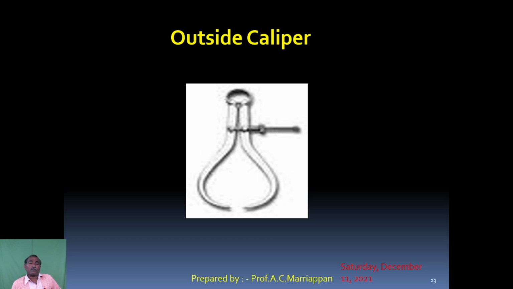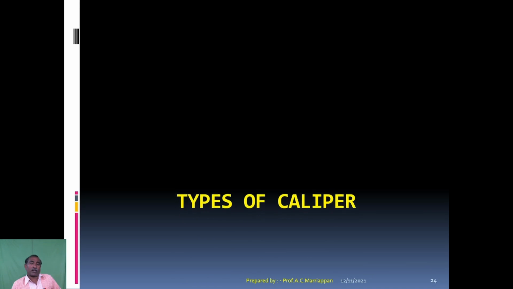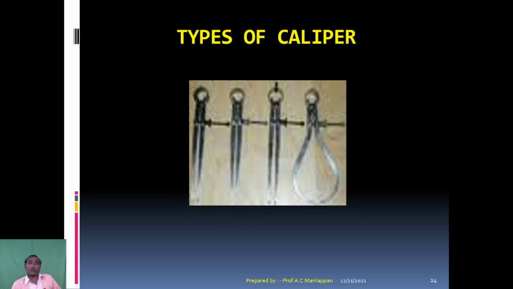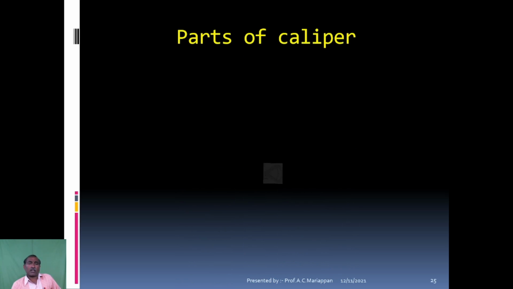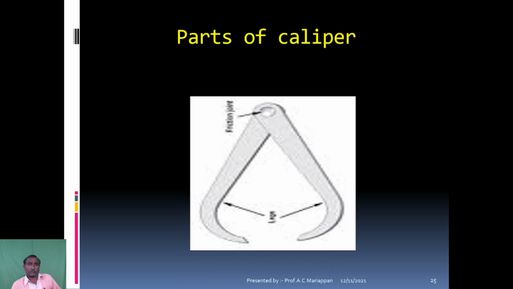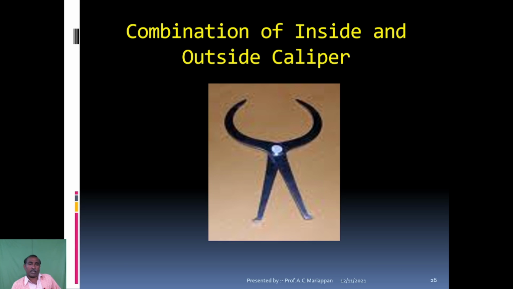So the outside caliper can measure the outside diameter of any circular shaft, whether a hollow shaft or a solid shaft. We can only check the outside dimensions, that means the diameter. If you divide the diameter, we can get the radius of the shaft. You can see these types of calipers. We have discussed the parts of a caliper, and combination calipers, that means inside and outside.